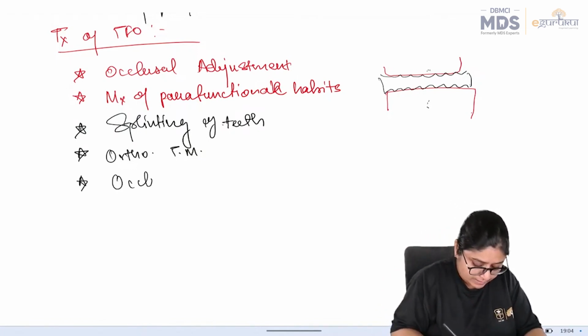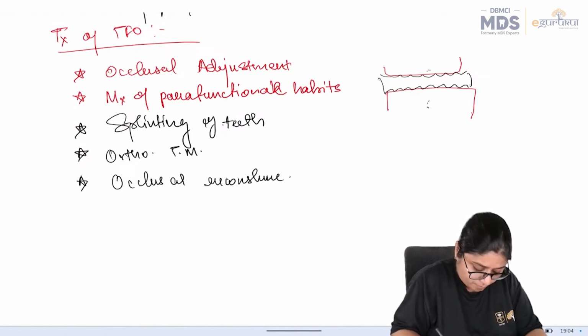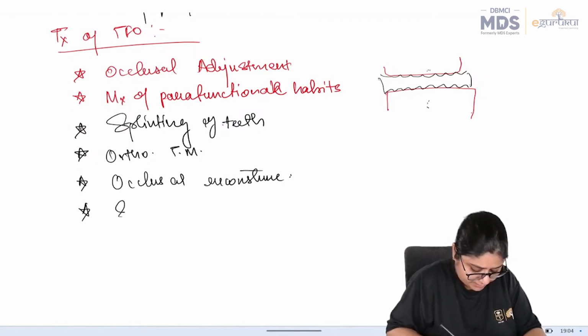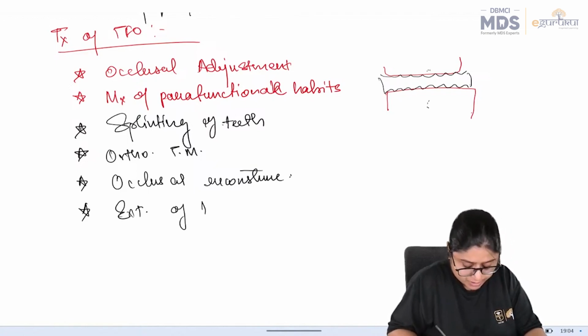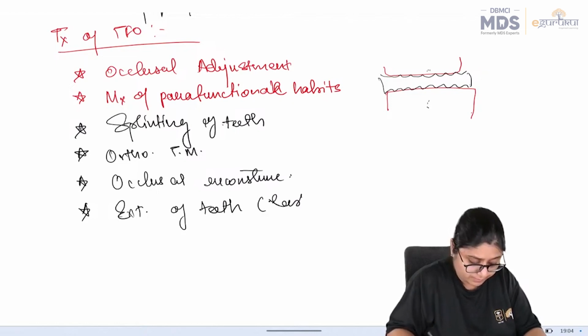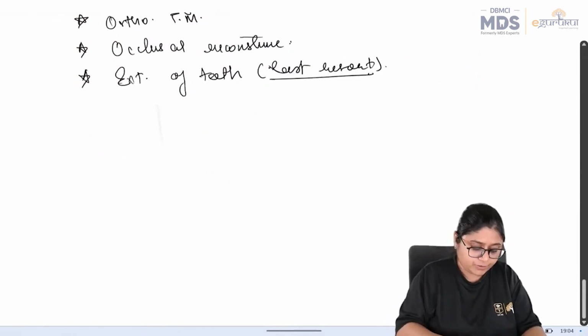Next is occlusal reconstruction. Extraction of teeth. This is the last resort. Extraction is the last resort, guys. Okay. So this completes our trauma from occlusion.